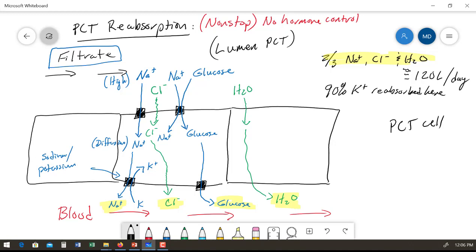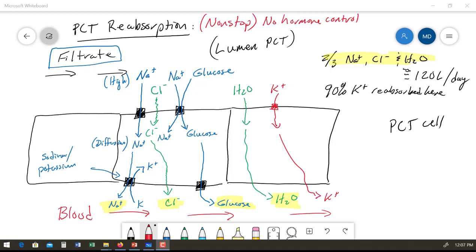The reason I didn't show potassium is simply because there's not a lot of stuff that chases potassium. But you should understand that if we were to add it here, I'm going to do it in a different color to show that it's not chasing sodium, if we had potassium out here, it's also going to move into these cells and then eventually into the blood at a rate of about 90%.